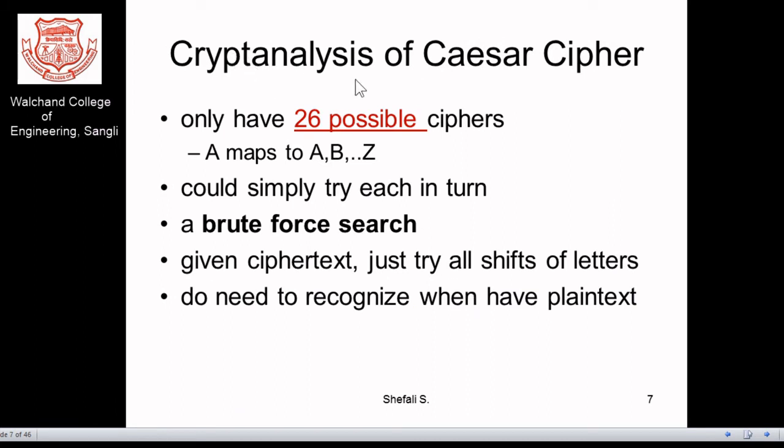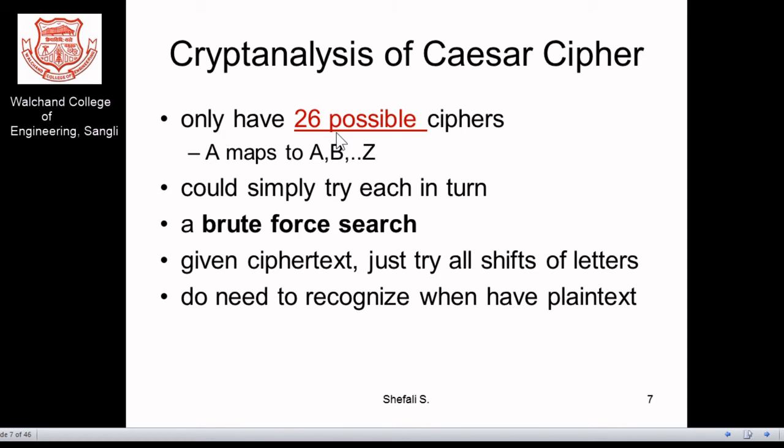Now let's find out what the cryptanalysis for the Caesar cipher is. Cryptanalysis refers to the attempts to break a particular code. We have seen that A is changed to D, so plus 3 was the particular key. How many keys are there? A 0 shift is also possible, a 1 shift is also possible, and likewise you can have a total of 26 shifts.